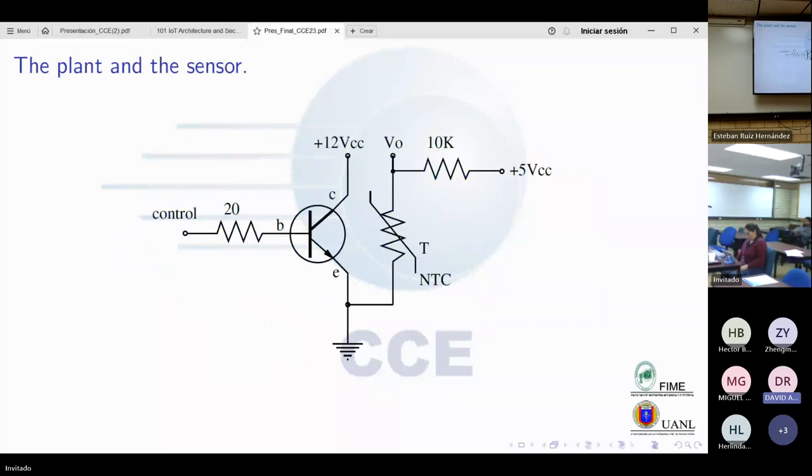So this is the plant. This is a very easy system. This transistor can be activated by using the base. The control signal is applied in this base, and then we produce a flow of current from the collector to the emitter. On the other side, we have a resistor, a thermistor that is a negative temperature coefficient thermistor, and a voltage divider. In this way, we can sense the heating of the transistor as long as there is current flowing through the system. Next one, please.